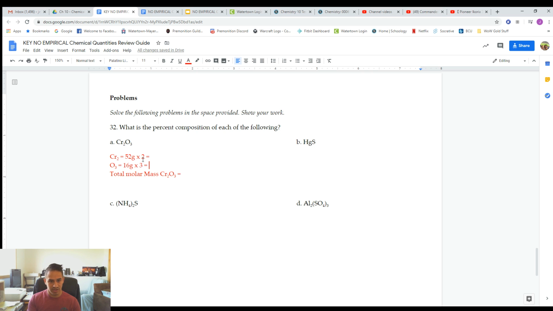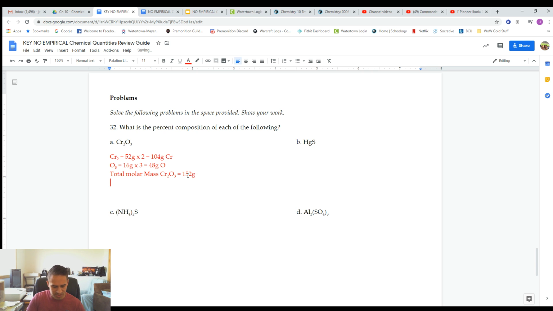So let's do this math out real quick on a calculator. 52 times 2 gives us 104 grams for the chromium. And 16 times 3 gives us 48 grams for the oxygens. And then if we add those together, we get a total molar mass of 152 grams.